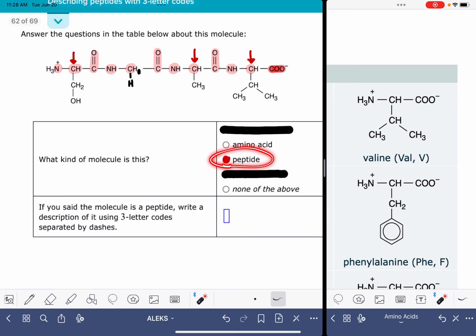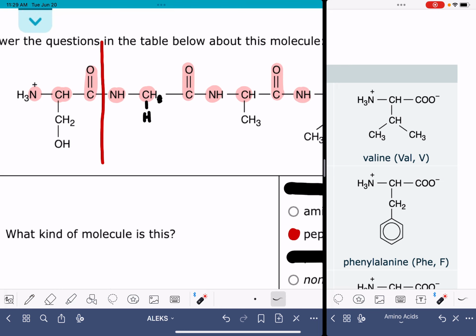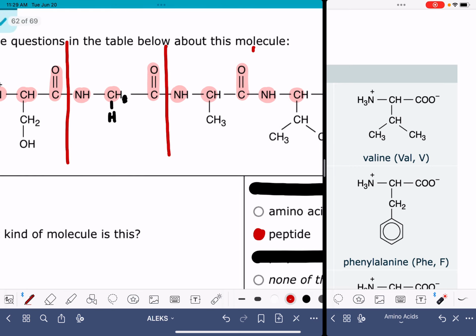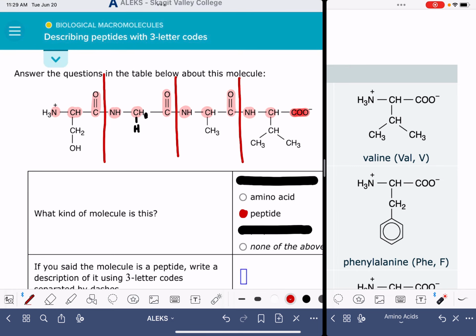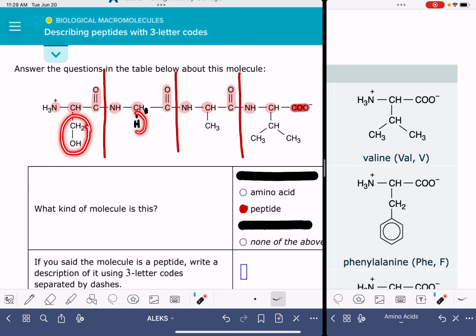If we have a peptide, and only if we have a peptide, then we're going to write the description of the peptide using the three-letter codes. Those are going to be the three-letter codes for the individual amino acids that make up the peptide. So it's going to be helpful for us to visually separate those amino acids from each other. Each unit, nitrogen, carbon, carbon-oxygen double bond, represents an individual amino acid, and the three-letter abbreviation for the amino acid is based on the structure of whatever is hanging down off of that center carbon.